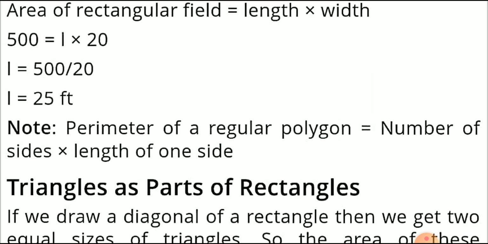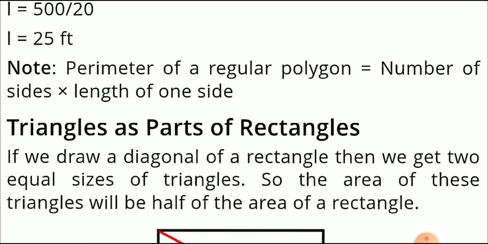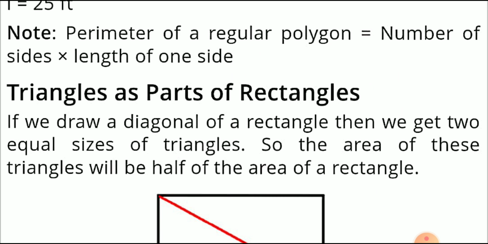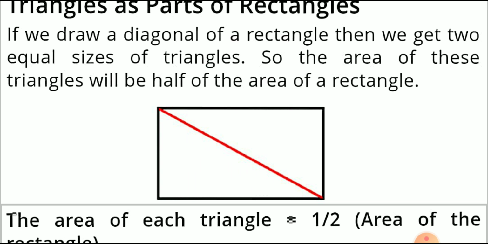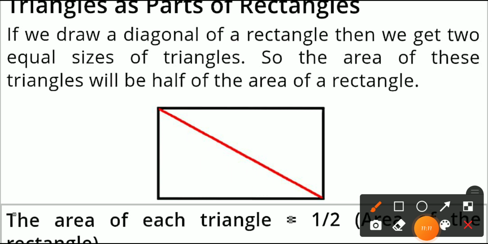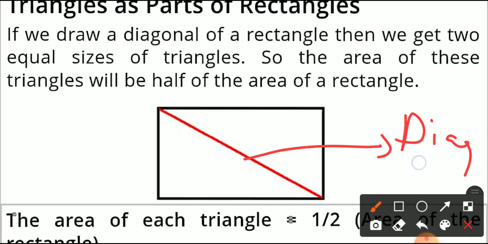Next, triangle as a part of rectangles. If we draw a diagonal of a rectangle, then we get two equal triangles. So the area of each of these triangles will be half of the area of the rectangle. You can see that this red line is a diagonal. This red line is known as a diagonal.